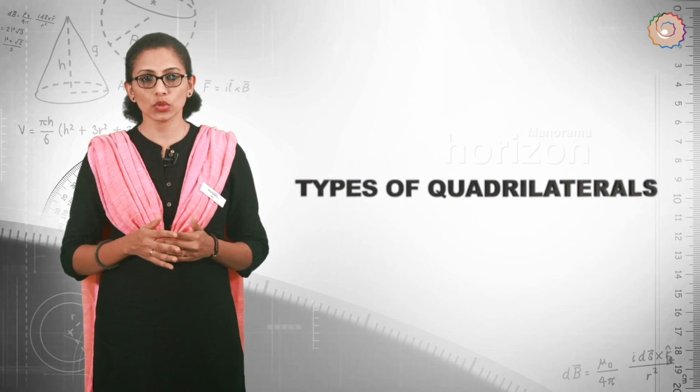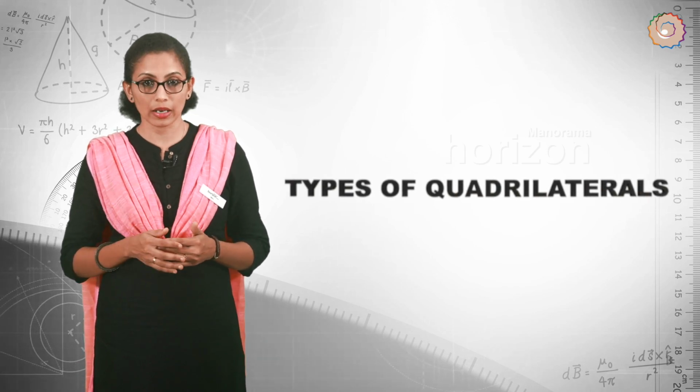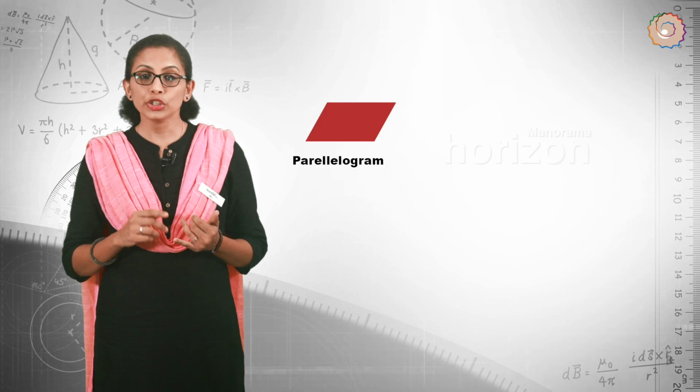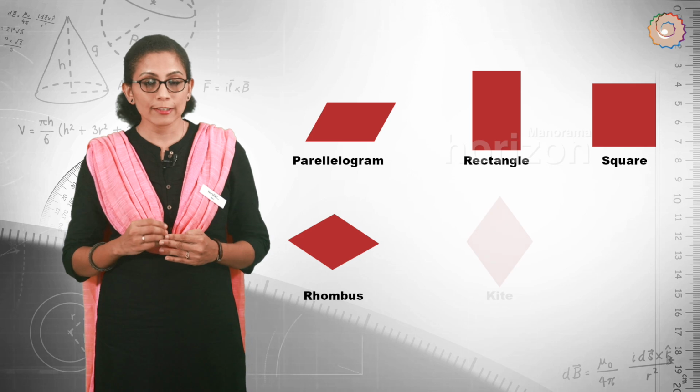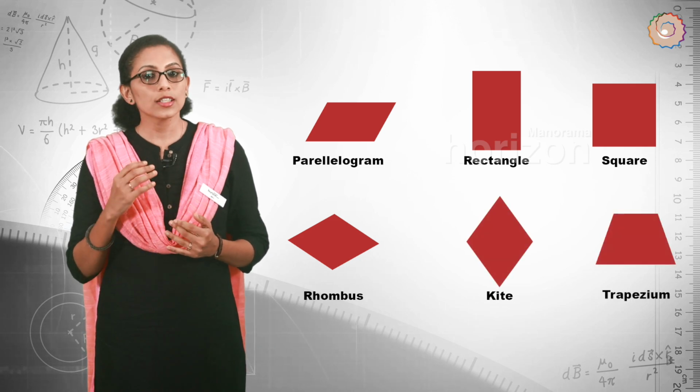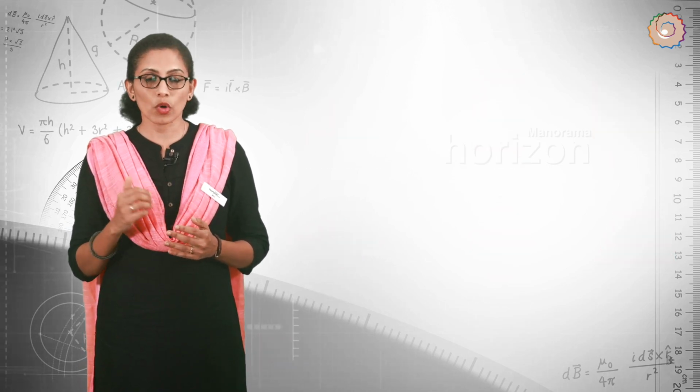There are many types of quadrilaterals which can be classified as 1. Parallelogram, 2. Rectangle, 3. Square, 4. Rhombus, 5. Kite and 6. Trapezium. Let's discuss one by one.